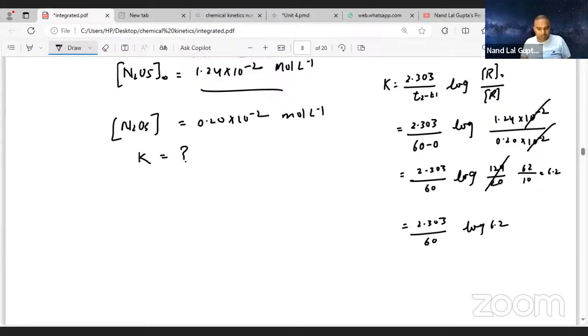Otherwise, it will be given in the question paper itself, the log value. I'm checking the log value. Log 6.2 is coming 0.7923. So 2.303 upon 60 into 0.7923. If you solve this one, it is 0.0304, which is going to be minute inverse.